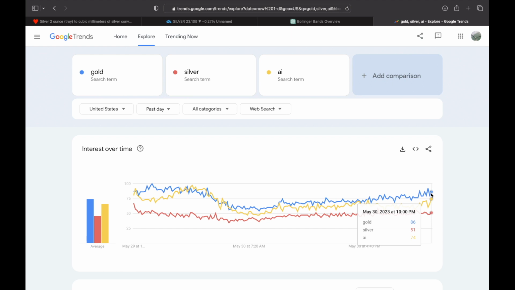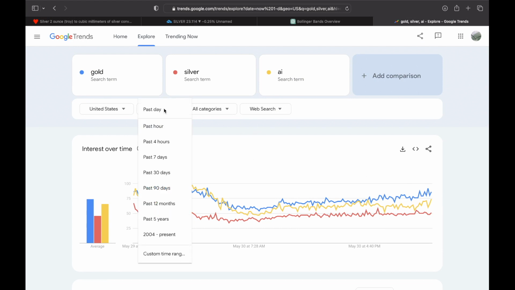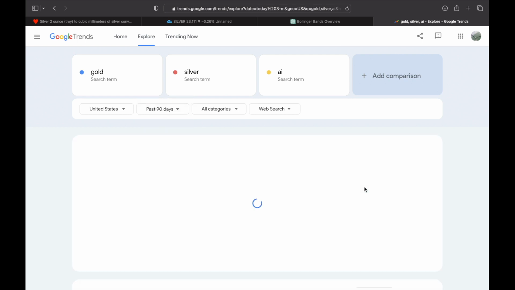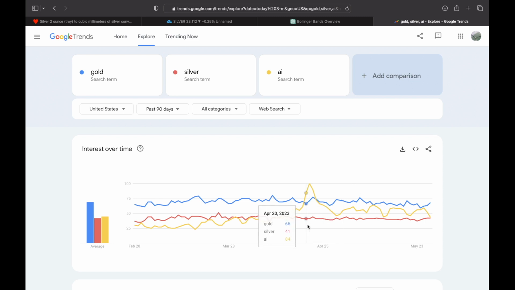And this is for the month of May. This is the last 3 days, actually. So we're not getting a really great perspective on the length. But let's go ahead and expand that to the last 90 days and see what we get. So in the last 90 days, gold has remained consistently strong, pretty stable, and it's actually been coming down slightly. But AI had a huge pump in April of 2023, April 21st.